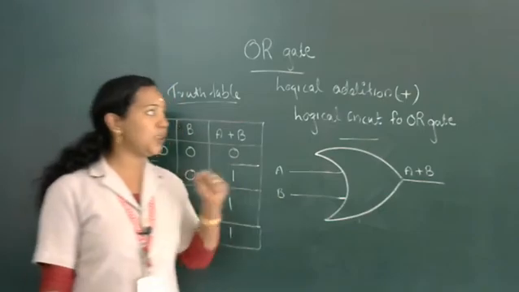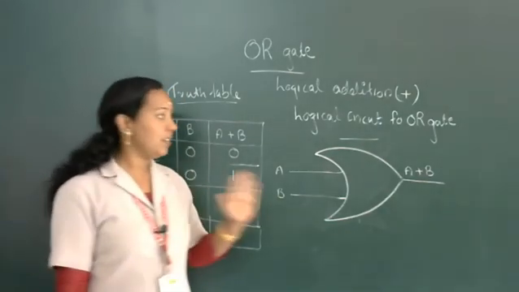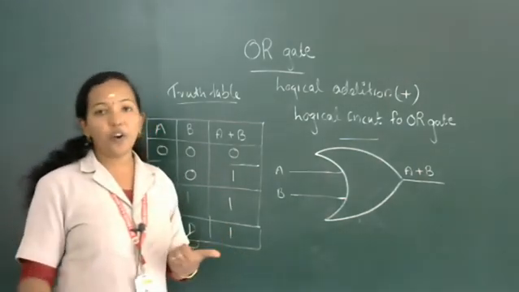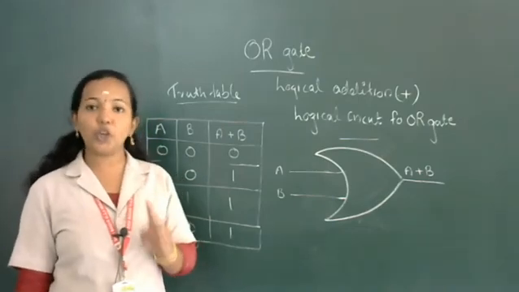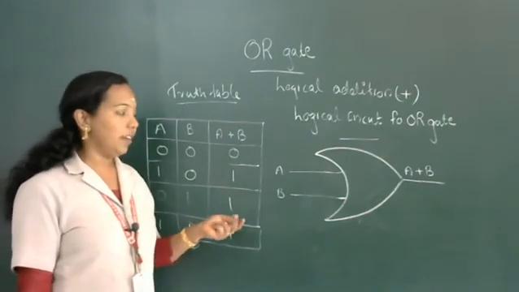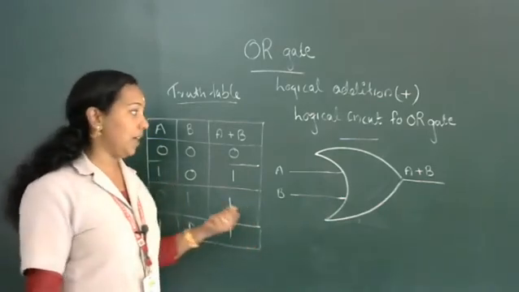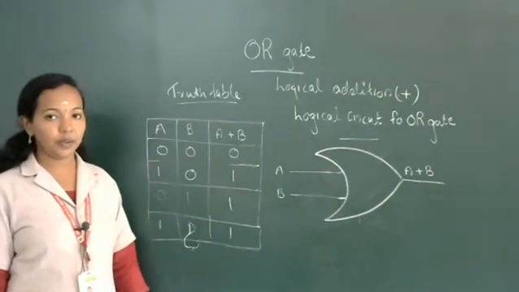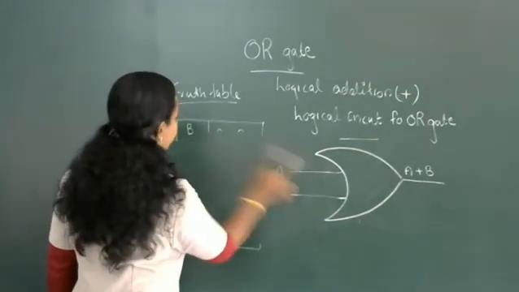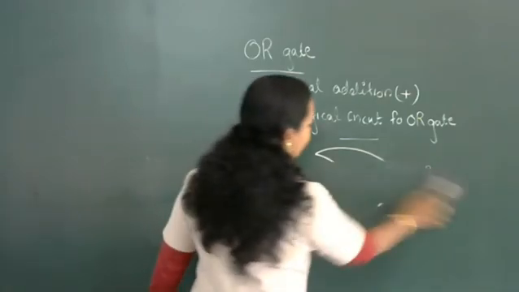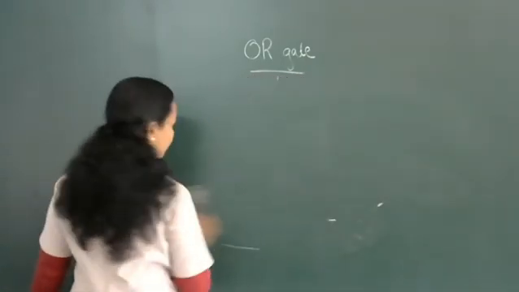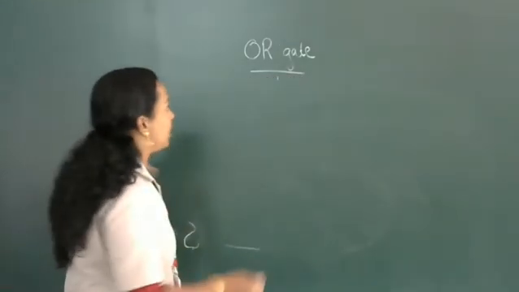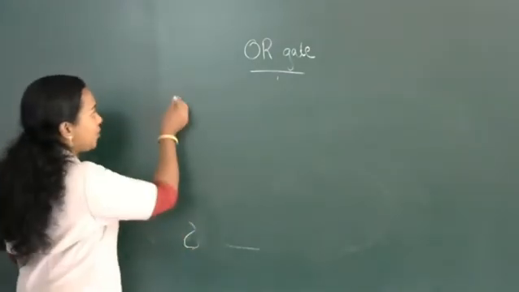Then the logical circuit for the OR gate. This is for 2 inputs. In your notebook, you have to write the 2-input logical OR gate. 3 input is not required because it is an extra activity, but the 2-input OR gate is required. You have to copy this truth table and this diagram in your notebook. Then next I am going to draw the truth table and also the logical circuit of the 3-input OR gate.